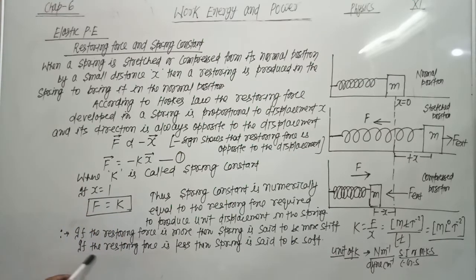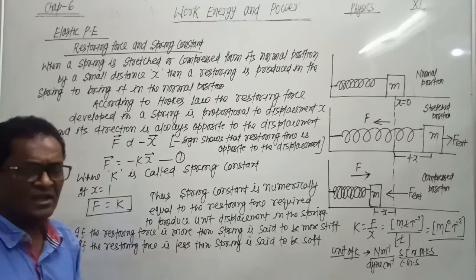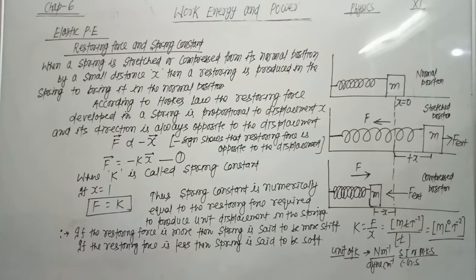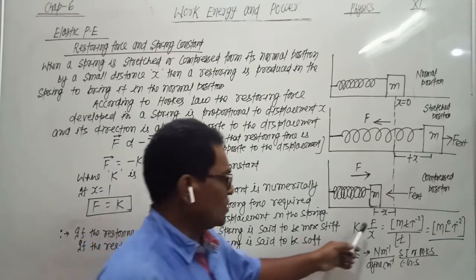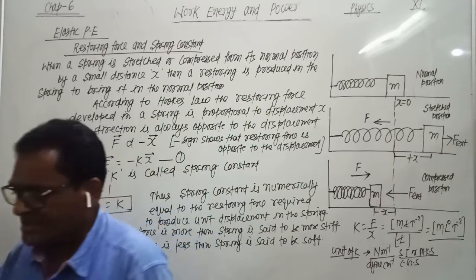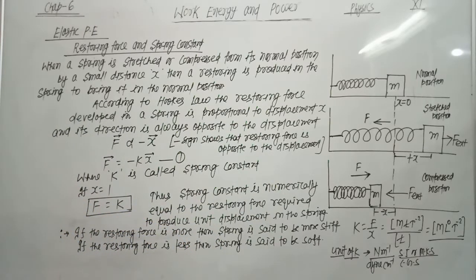And two important things: if the restoring force is more, the spring is more stiff, and if the restoring force is less, then the spring is said to be soft. K is the measure of stiffness or softness of the spring, and K equals F by X. Its dimension is M L^0 T raised to the power minus 2, and its unit is Newton per meter or dyne per centimeter.